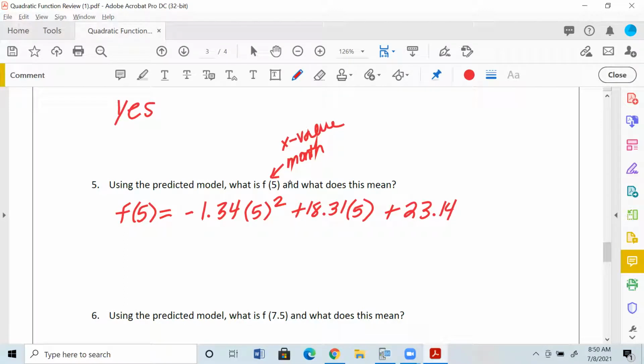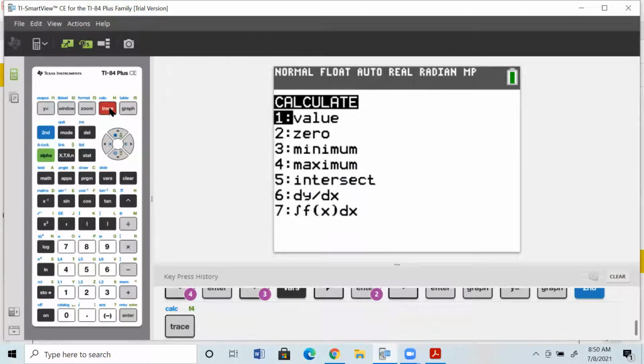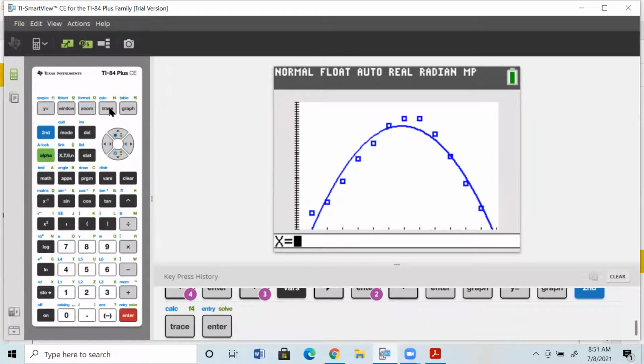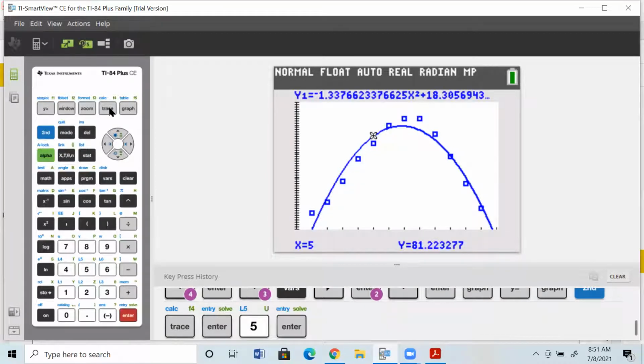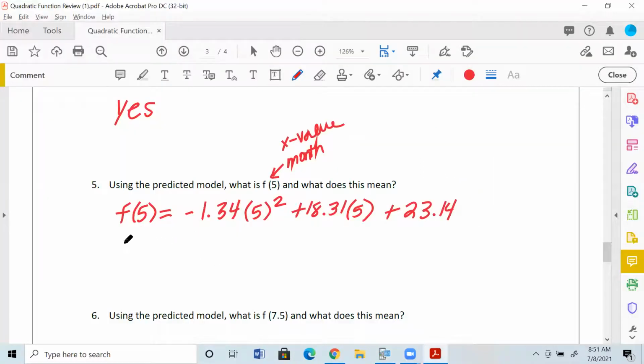We can do this on our calculator. If you press graph, you can go into second calc, option number 1 for value. This will let you type in any value you want for x. Here we're putting in a 5 and we hit enter. This will position the cursor to that particular ordered pair. If you plug in a 5, you should get 81.22 out. So f of 5 is approximately 81.22. This is approximate because we rounded a little bit.